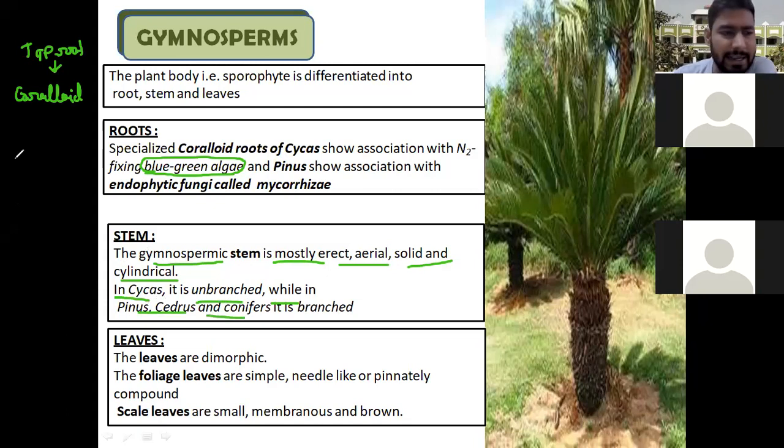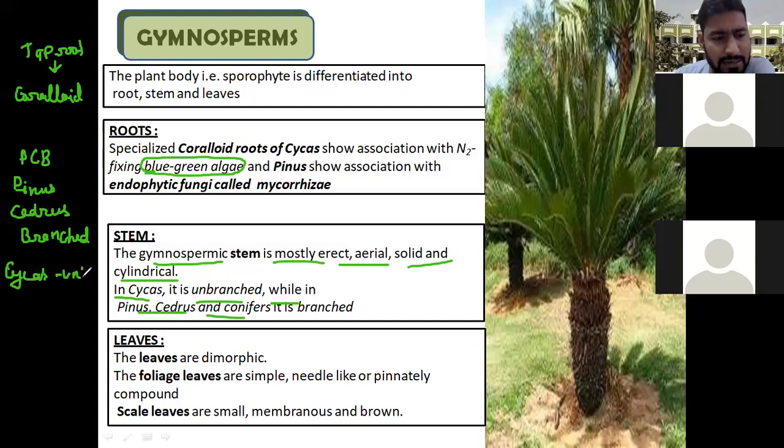Yesterday I told you PCB: Pinus, Cedrus, these two are the branched, while Cycas is unbranched. Clear? Maybe branched or unbranched, but most of the time Cycas is unbranched. And the property of Pinus, I already told you, is given in your NCERT.